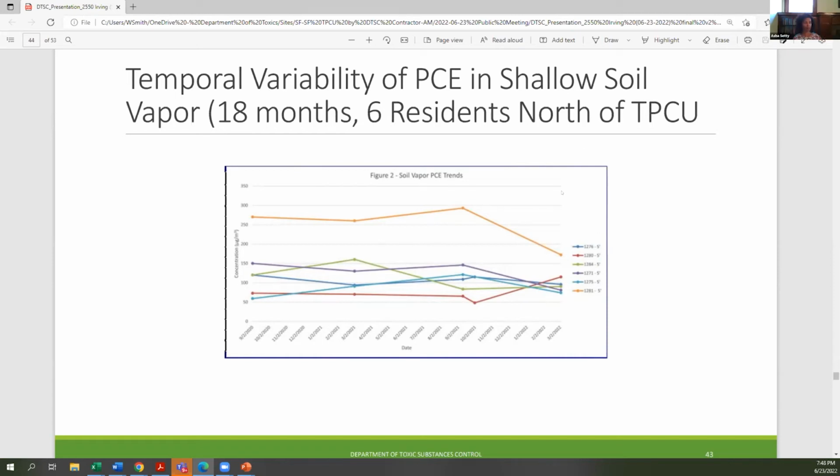Okay, so that's something that we can get back to her later. Okay, thank you. So this demonstrates, at least over an 18-month time frame, stable to declining trends in soil vapor.